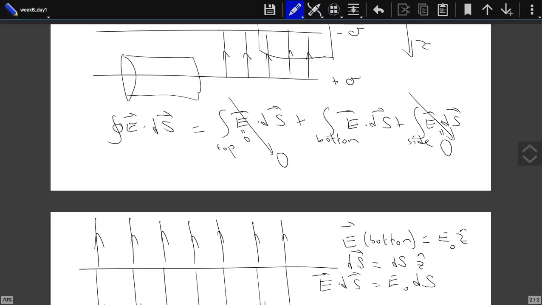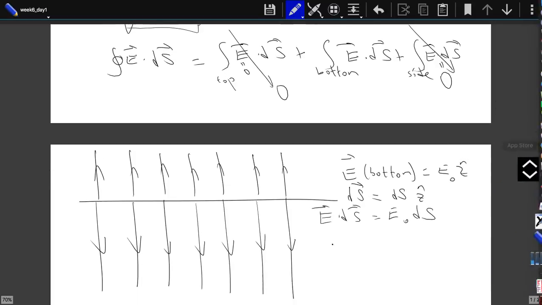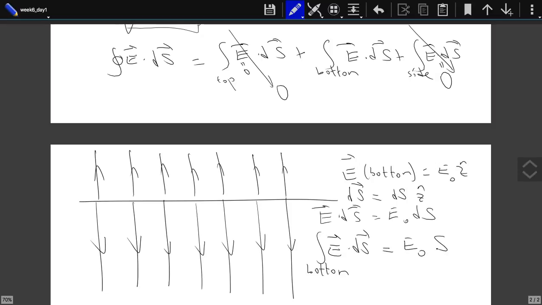What remains is just the sum of the areas of the very small patches making up the bottom area. The total area is just S. So the integral of E dot dS evaluated at the bottom surface is just E0 times S. This is the integral of E dot dS over the whole closed surface, because the difference between the integral over the closed surface and this one consists of terms that are zero. So they are the same.